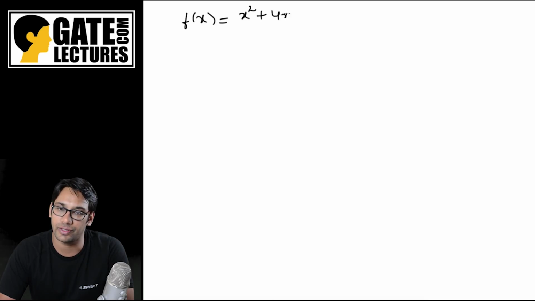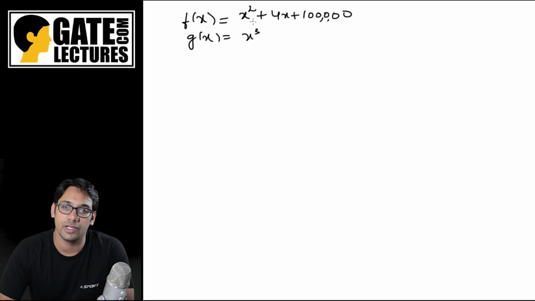Okay? Assume we are having these functions. The first function is fx is equal to x square plus 4x plus 1000. Or let us suppose it is 1 lakh. Okay, and then we are having gx is equal to x cube. We may be having g2x is equal to x square.